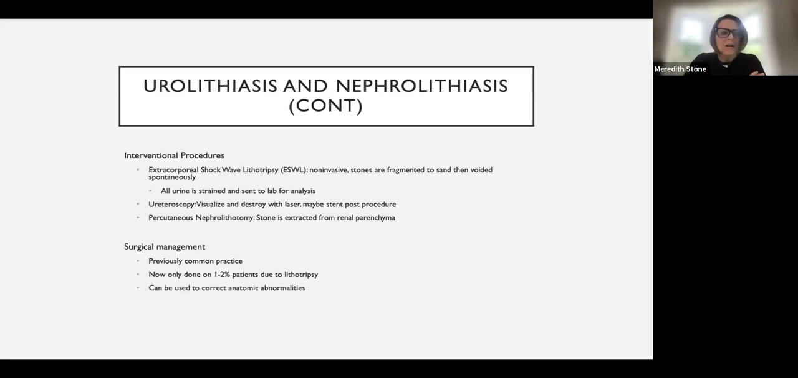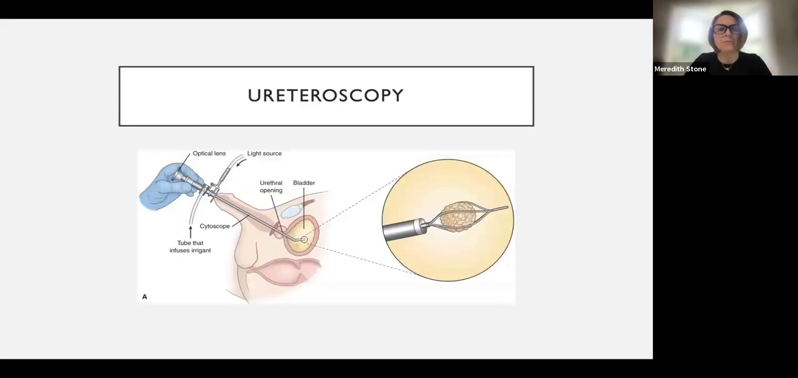Okay. Now, because we have these less invasive methods to remove stones, they don't typically have to do the surgical management like they used to. So most people have lithotripsy as well. But sometimes because of an anatomical nature, something with the structure that is causing the stones to not be able to pass, then perhaps someone might go in and do surgery to repair that.